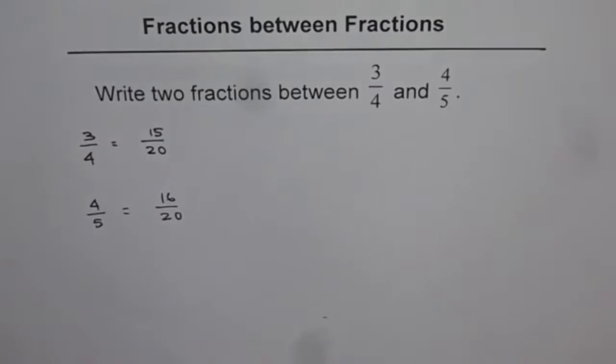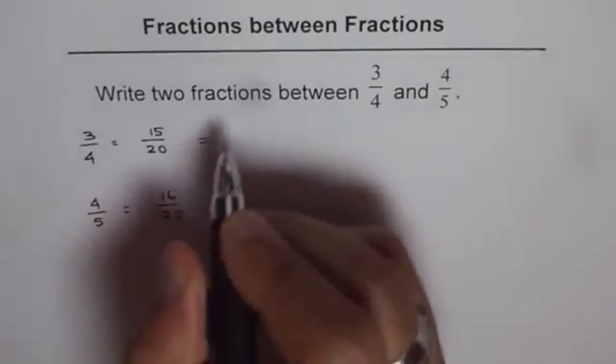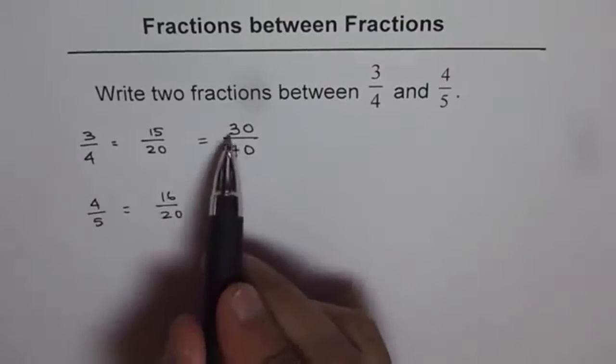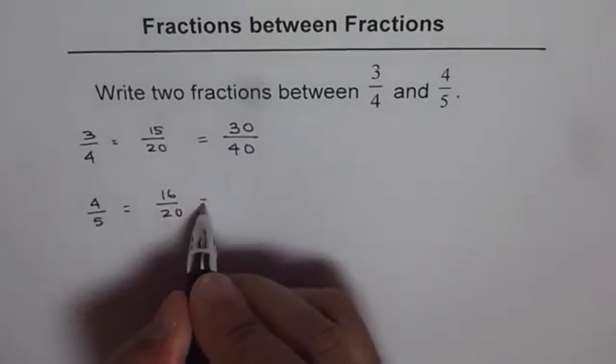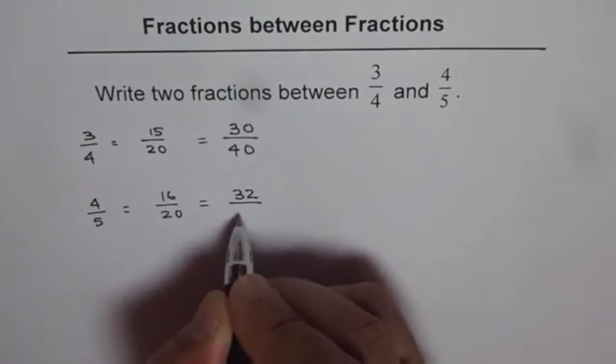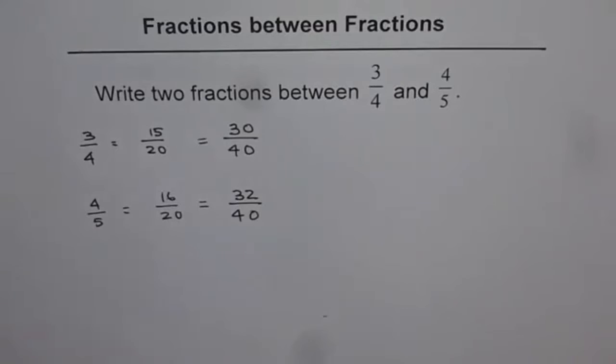Well, between 15 and 16 we know there is no other number and we are not allowed to put decimal numbers, right? Let's avoid them for the time being. Now what can we do? How about trying another equivalent fraction? Let's multiply these by 2. What do we get? We get 30 over 40, correct? 15 over 20 is same as 30 over 40. And for the next one, what do we get? We get 16 times 2 is 32 and then 20 times 2 is 40. Do you see? We get one fraction in between 30 and 32. That is 31 over 40. That is in between them, right?